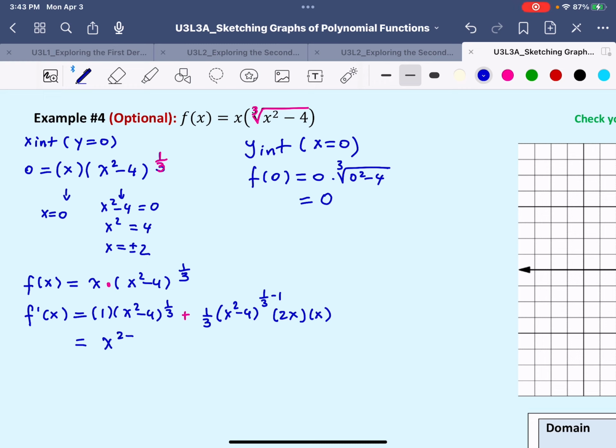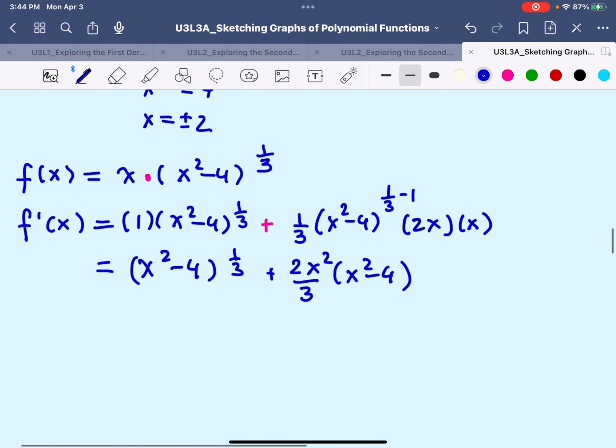So let's make this look a little bit better. We have x squared minus 4 to the power of 1 over 3. And now we'll combine the monomials 1 over 3, 2x, and x. So that will make 2x squared over 3 times x squared minus 4 to the power of 1 over 3 minus 1, which would be 1 over 3 minus 3 over 3, or negative 2 over 3.